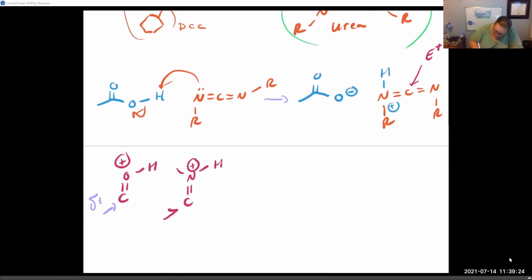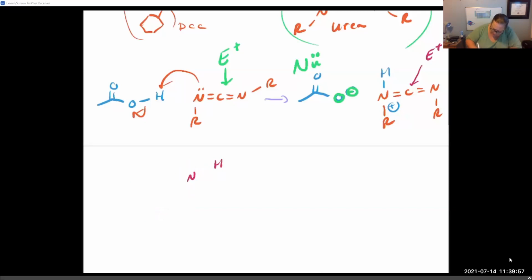That makes this carbon more electrophilic. And so this is kind of a different way of looking at this. Typically, all the carboxylic acid derivatives we've been talking about, they are the electrophile. But what I'm doing is I'm first converting this into a nucleophile, and then my DCC will become my electrophile.